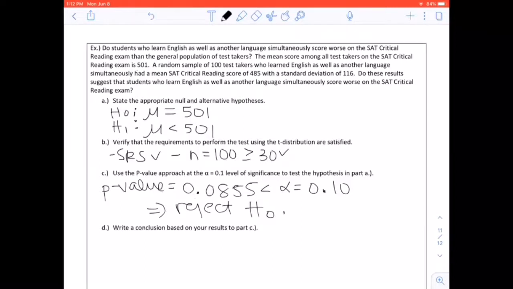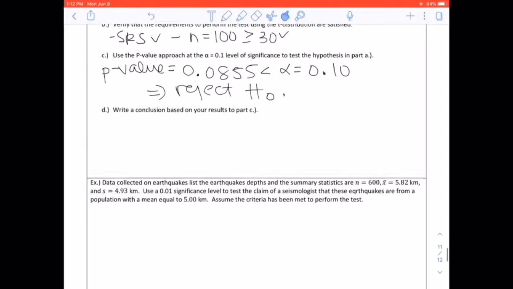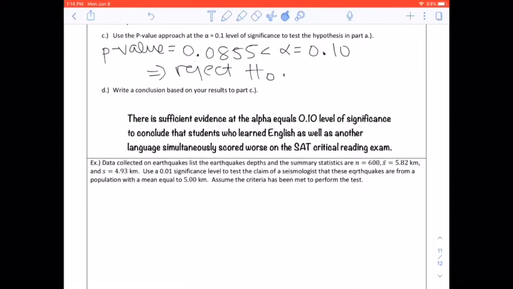Part D says to write a conclusion based upon your results in Part C. So in conclusion, there is sufficient evidence at the alpha equals 0.10 level of significance to conclude that students who learn English as well as another language simultaneously scored worse on the SAT critical reading exam.